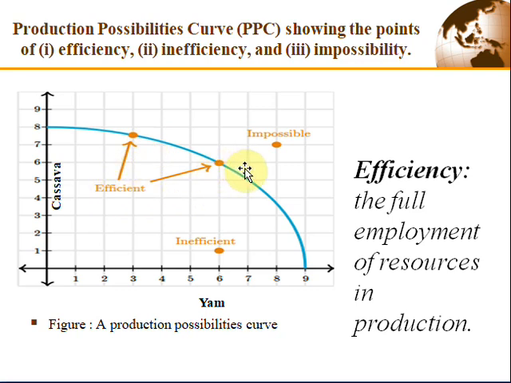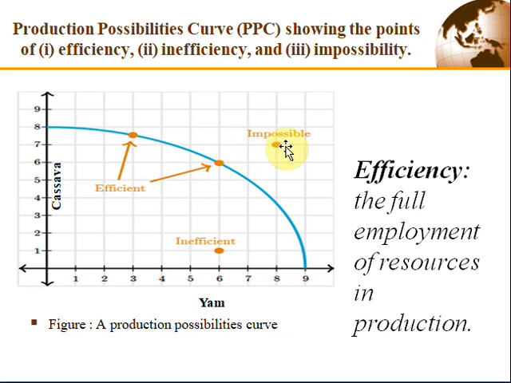If for any reason you are producing somewhere inside this graph, like somewhere here, you see you are producing 6 yam and then 1 cassava. This is inefficient because ordinarily you have enough resources to produce 6 yam and 6 cassava. That would have been an efficient point. So anywhere inside the graph here is inefficiency.